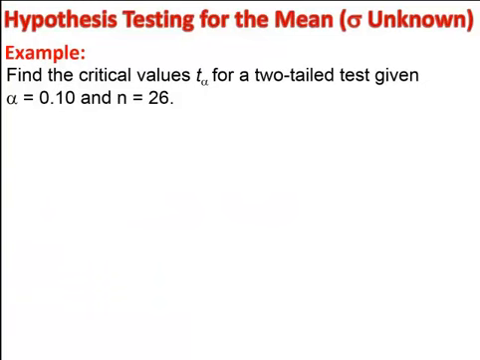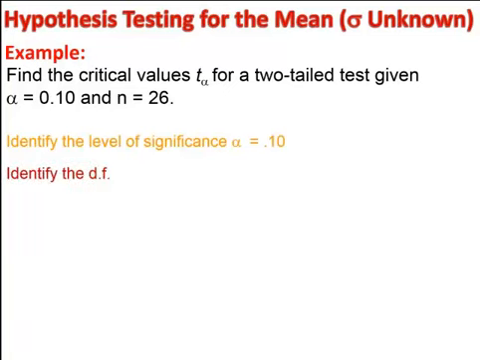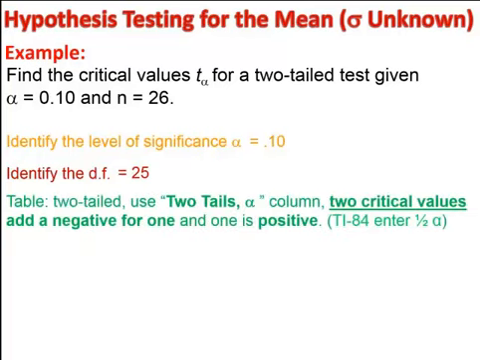This next example, we see that it's a two-tailed test. So the first thing you're going to do is identify your alpha and then your degree of freedom, and in this case would be 25, and then you have to take alpha and divide it by 2. In the table, it does say 2 tails, so you don't need to take alpha and divide it by 2. It automatically does that when you look up the value. But in the calculator, you would need to take alpha and divide it by 2 to get your critical value.